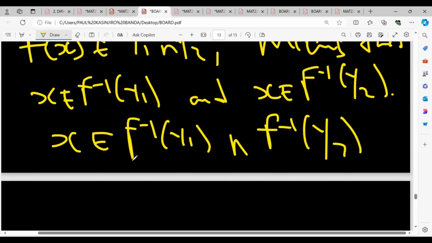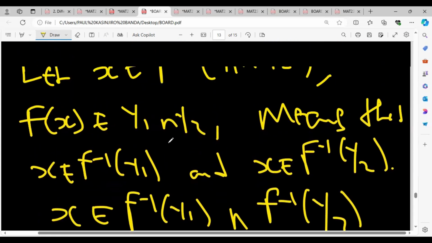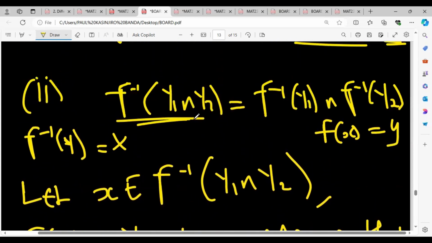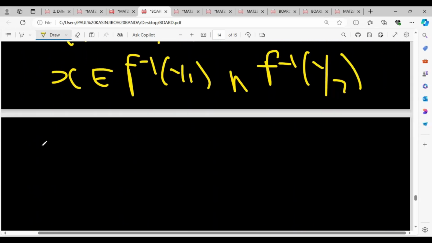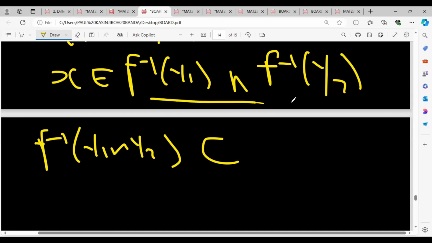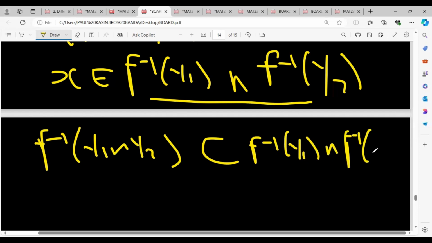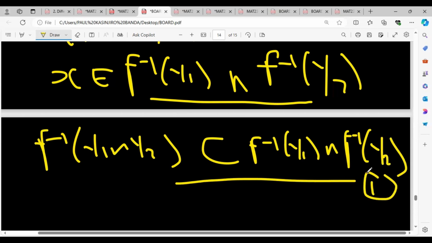So you can see we started with this, and we ended up with that. We have shown that the f inverse of Y1 intersection Y2 is a subset of f inverse of Y1 intersection f inverse of Y2. This is our equation 1. And then we also have to show that this is a subset of that.